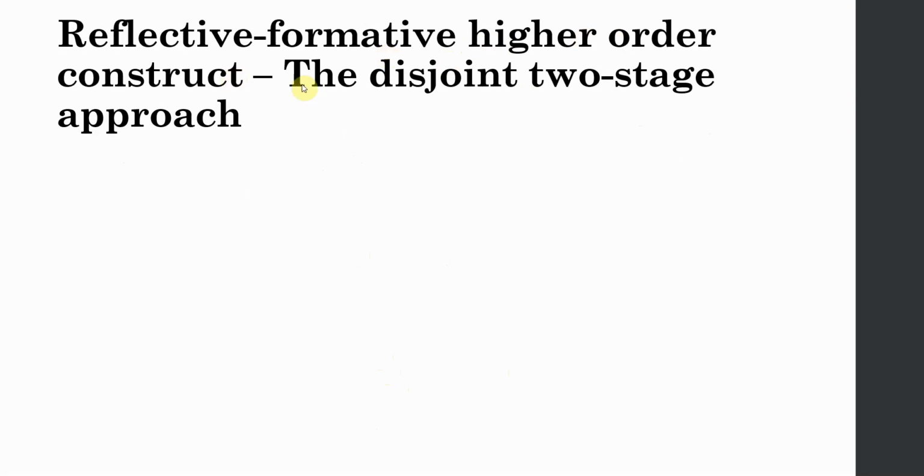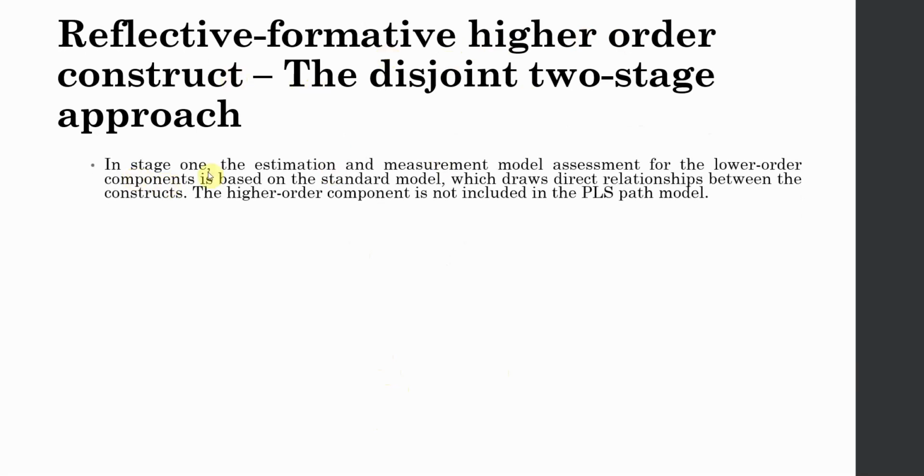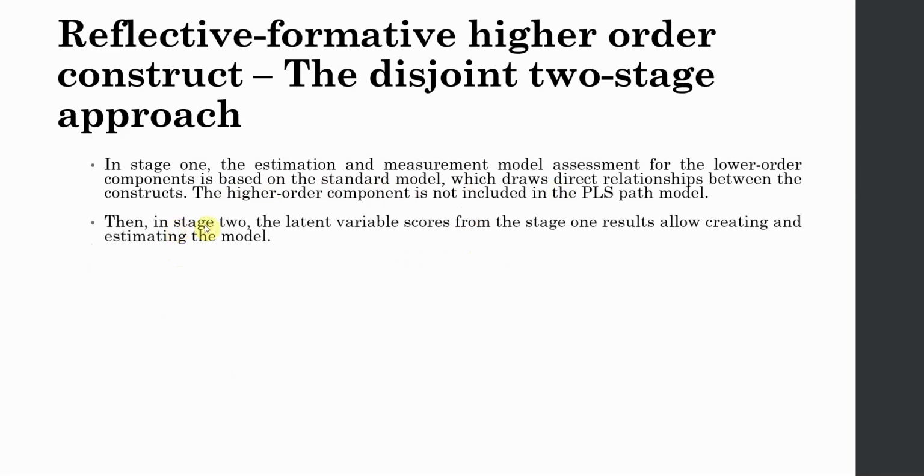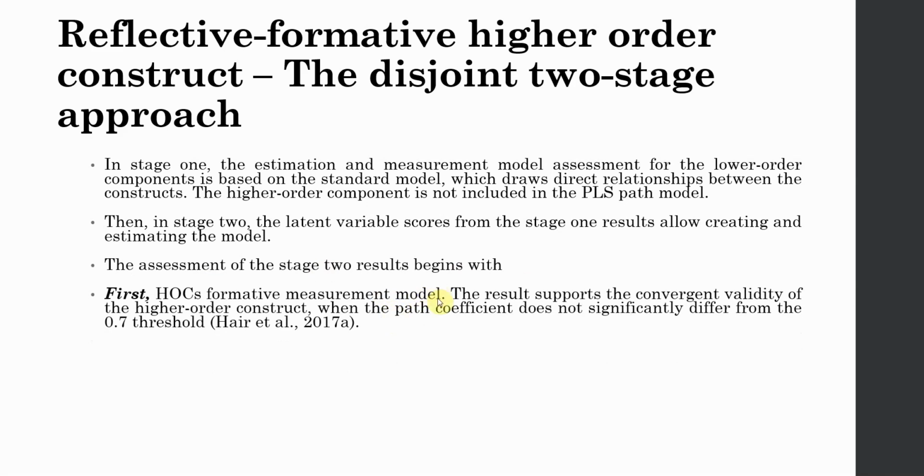Reflective formative higher order construct, the disjoint two-stage approach. Now in stage one, the estimation of the measurement model assessment for the lower order components is based on the standard model, that is again the reliability and validity is established. Then in stage two, the latent scores are used from stage one, and then you create your higher order model. This is how you begin your second order.